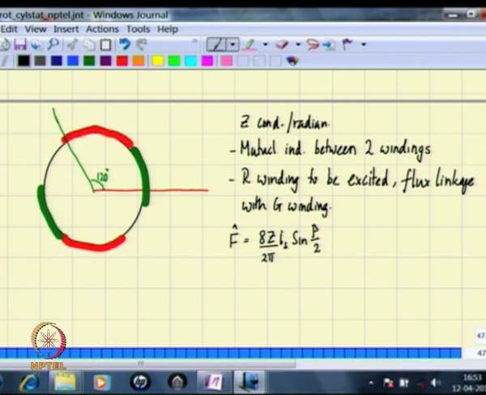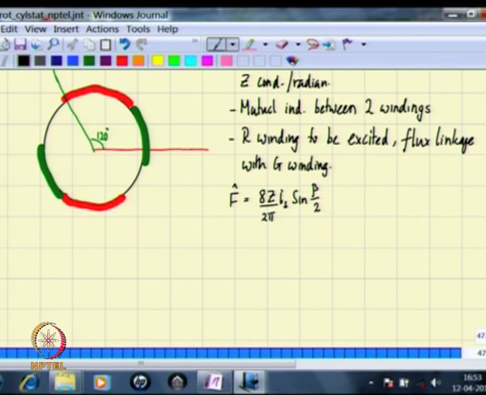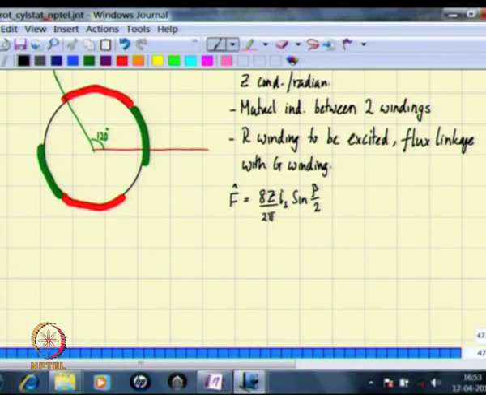This we know. Now, what we want to do is to find out flux linkage with the G phase. If you remember how we did the derivation for self inductance, we took an elementary coil in the winding in which we want to find out the self inductance, found the flux linkage there, and then we did another integration. So, we will follow the same approach.